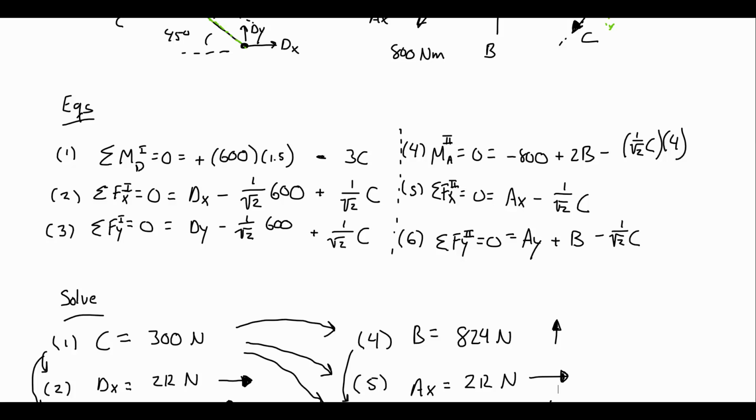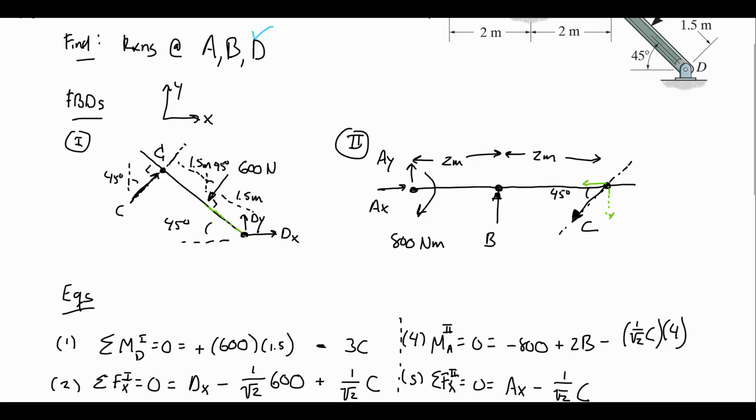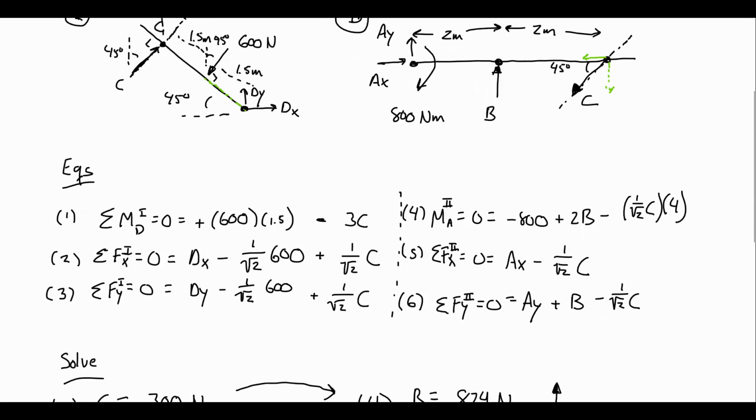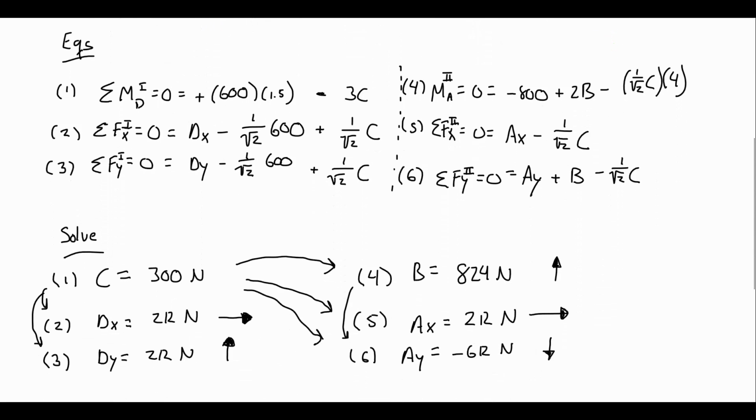And finally, I'll point out, I arbitrarily decided to draw in picture 1 C up and to the right. I could have decided to draw it down and to the left. And what would that have done? Well, in every equation, the C term would have been negative in equations 1, 2, and 3. And then that would mean I would have found that C was negative 300 newtons. That's okay, it just meant my assumption was wrong.